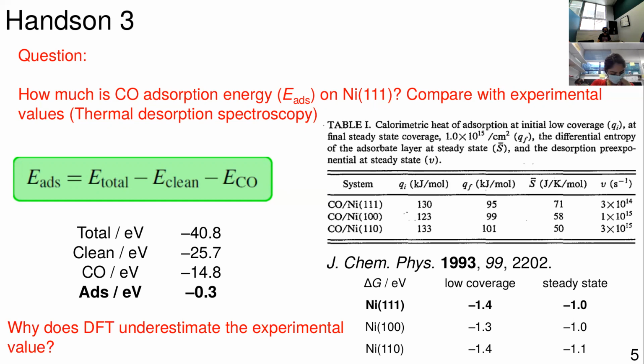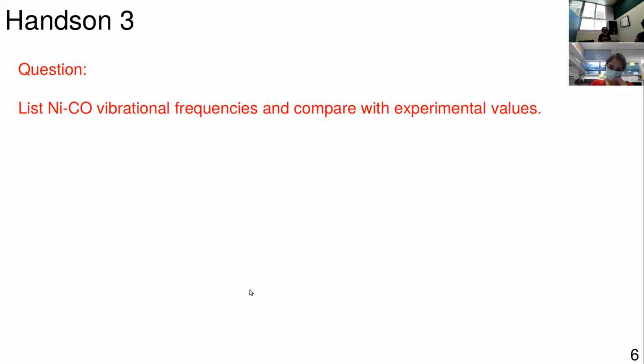Okay, then, why does DFT underestimate the experimental value? We just said it. I forgot to let it go before. Last things: list nickel carbon monoxide vibrational frequencies and compare with experimental values. Did you get the frequencies?